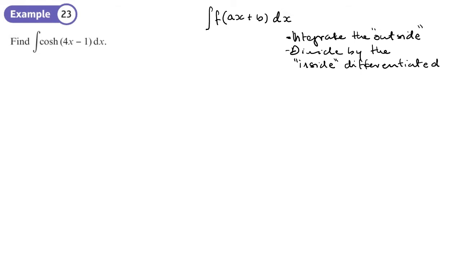So first of all, if we integrate the outside, cosh becomes sinh. So sinh x. With this, the inside of the bracket never changes and the inside must be linear. Then I divide by the inside differentiated. So the inside differentiated is 4. I divide by that, so I stick a quarter in the front plus c. So that one is done. That's a nice straightforward one.